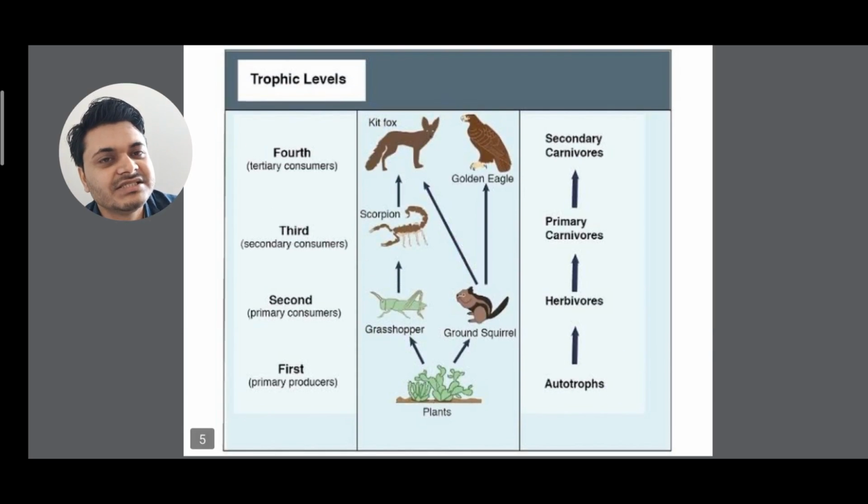So in every stage the energy is being deducted. It's called the 10% law, and only 10% is being transferred. That means 90% of it is deducted.